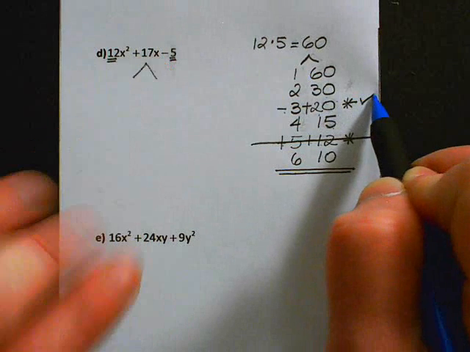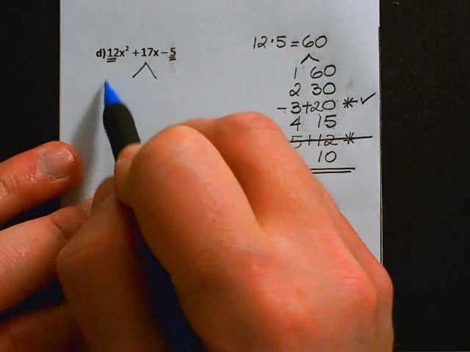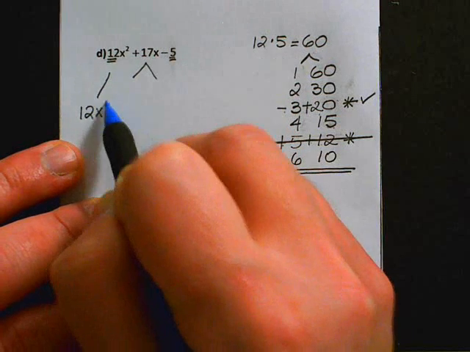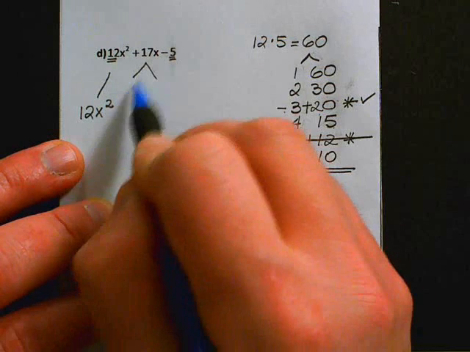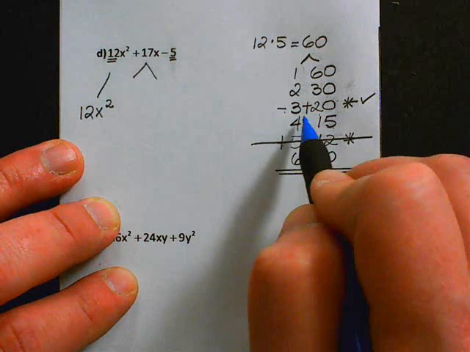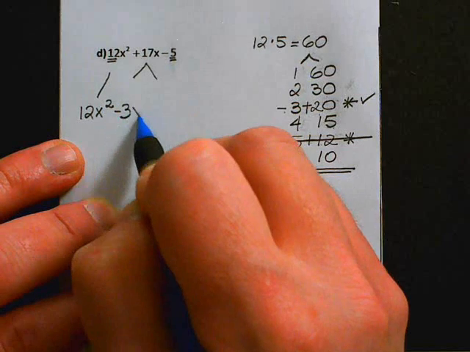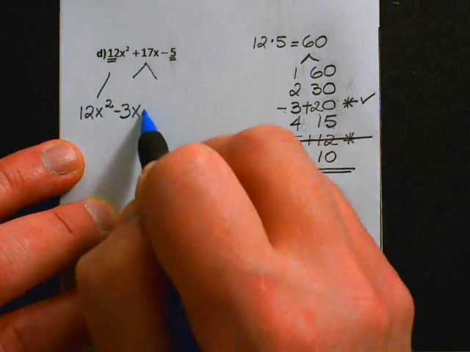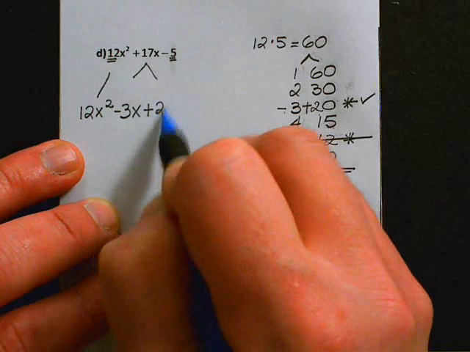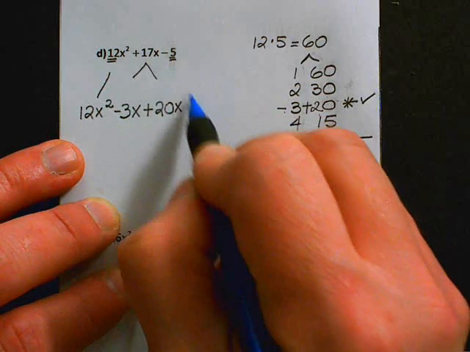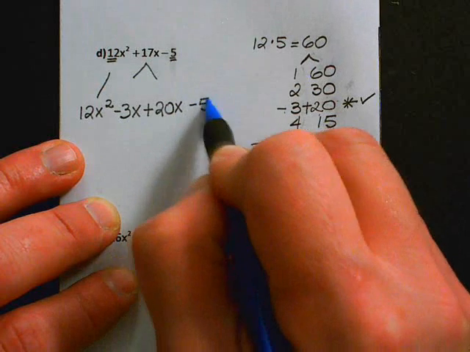So now I'm going to copy the first term, so 12x squared, and 17x I'm going to break down as negative 3x plus 20x, and I'm going to bring down the negative 5.